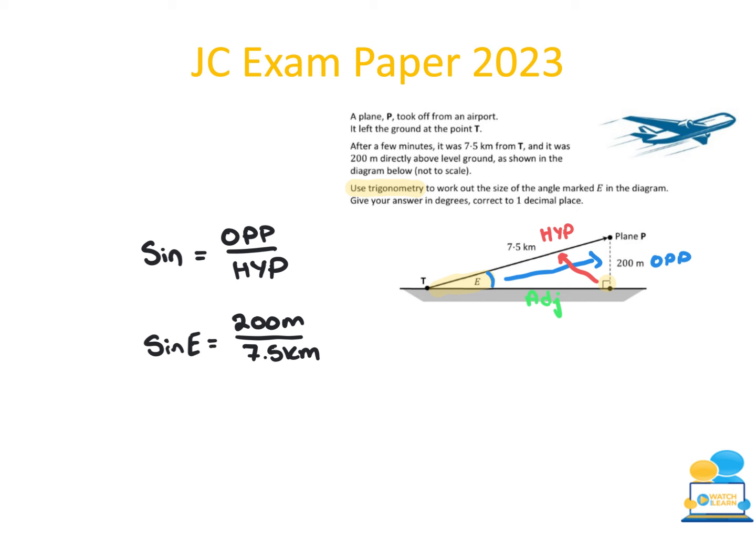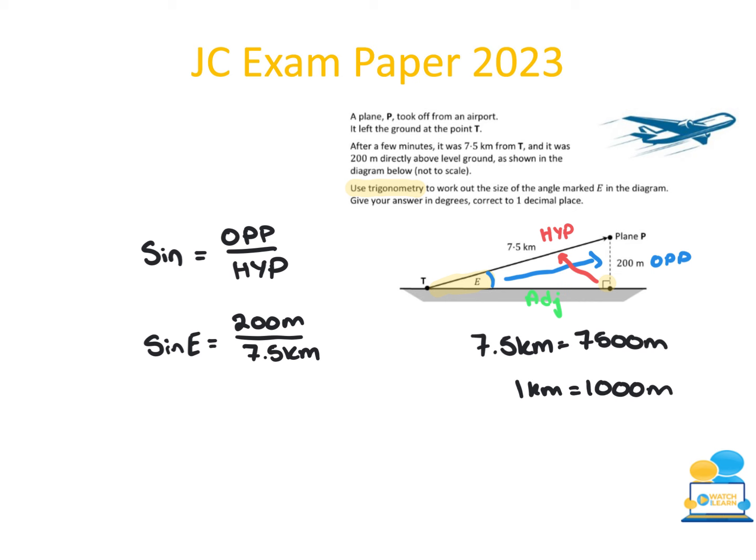Now, I have a problem here with my fraction on the right-hand side of my equation. I have 200 meters over 7.5 kilometers, so I'm working with two different units. Therefore, I must change them to be the same unit. So I'm going to change 7.5 kilometers into meters, and if 1 kilometer gives me 1,000 meters, that means 7.5 kilometers will give me 7,500 meters.